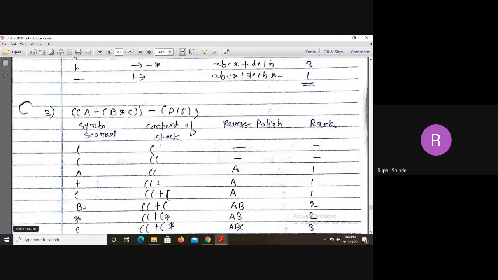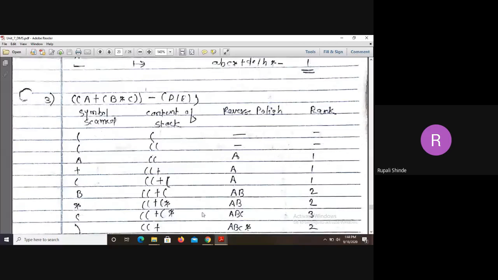Next character is B. B is an operand, that's why we write it into postfix form. Now the postfix form contains two symbols, A and B, so its rank is 2. Now the next symbol is multiplication. This is an operator, so we push it onto the stack. Now the stack has two opening brackets, then plus, again an opening bracket and star. Postfix and rank remain the same. Next character is C, and we write it into postfix form as ABC, and rank is 3.